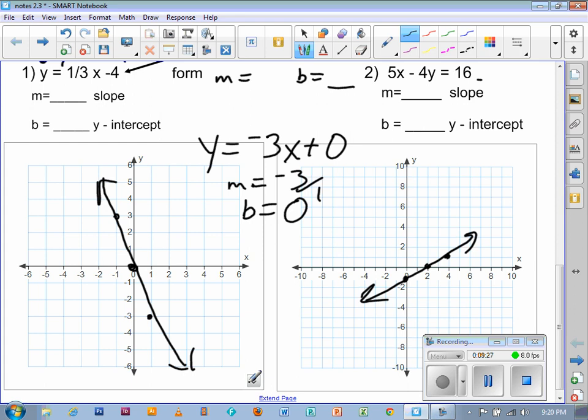So that completes our lesson on slope-intercept form, equations that are in slope-intercept form. Hopefully that went well.